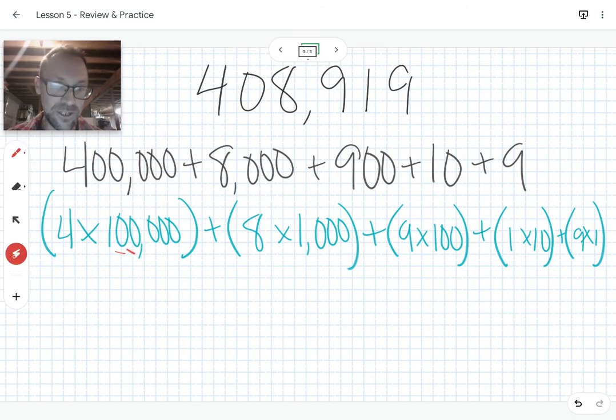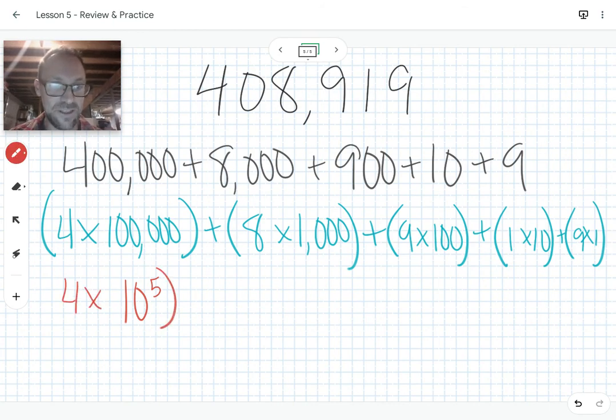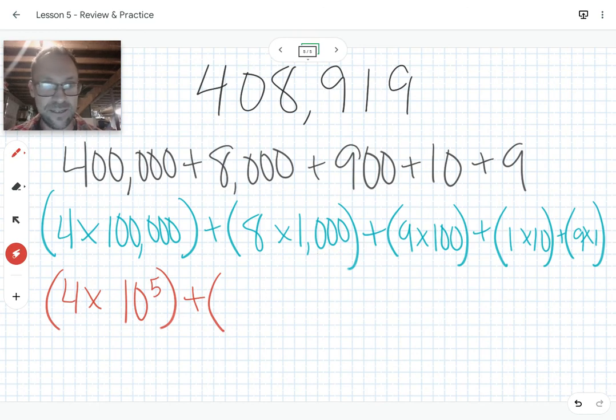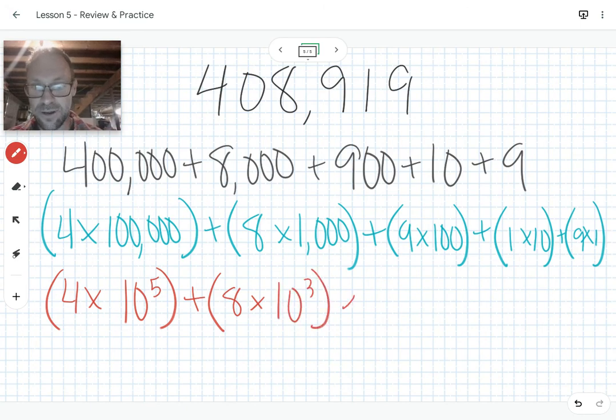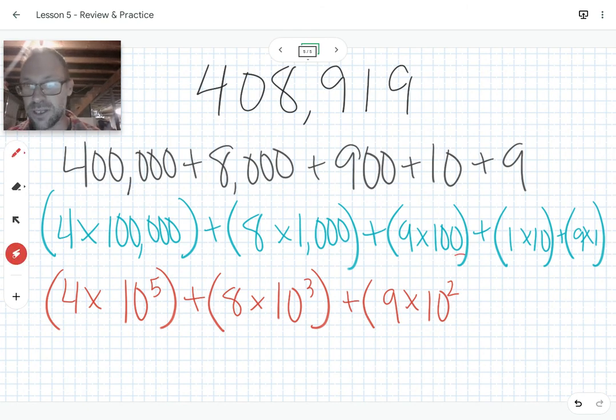Let's see, we got 1, 2, 3, 4, 5 zeros in 100,000. So I know that's going to be 10 to the 5th power, because the exponent tells me how many zeros are going to be in that standard form of the number, that power of 10, right? So let's see, that's 4 times 10 to the 5th power, plus, let's see here, 1, 2, 3 zeros. So that's 8 times 10 to the 3rd power. Plus 9 times 10 squared, or 10 to the 2nd power, because there's 1, 2 zeros there.